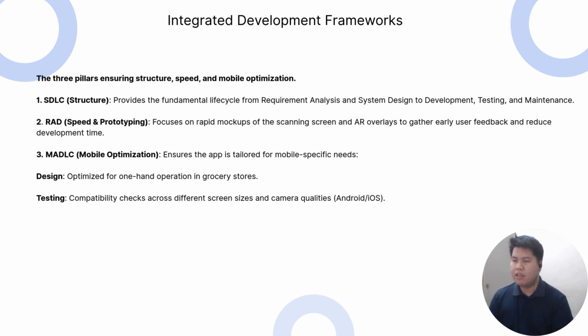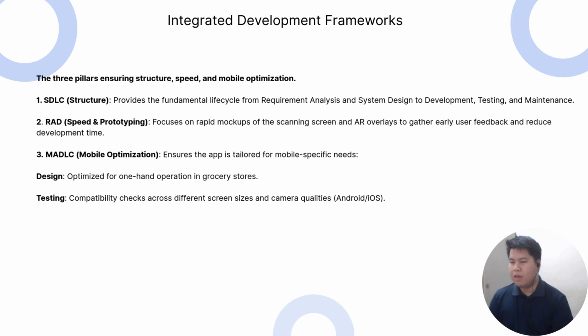There are three pillars ensuring structure, speed, and mobile optimization. The first is SDLC, structure, which provides the fundamental life cycle from requirement analysis and system design to development, testing, and maintenance. The second one, RAD, speed and prototyping, focuses on rapid mockups of the scanning screen and AR overlay to gather early user feedback and reduce development time.